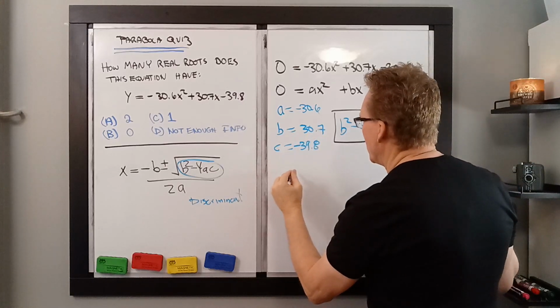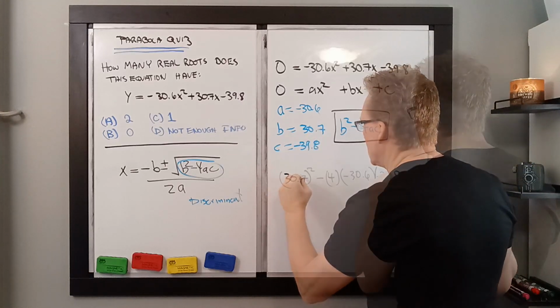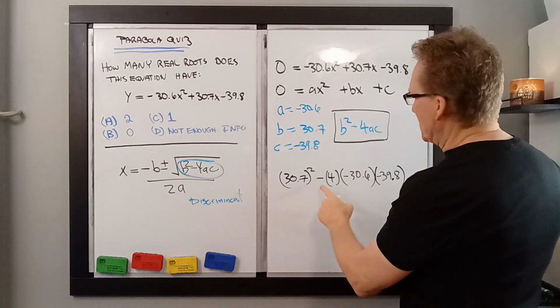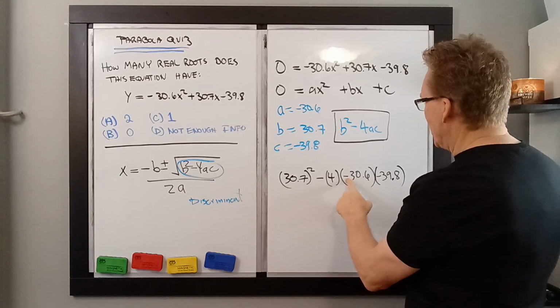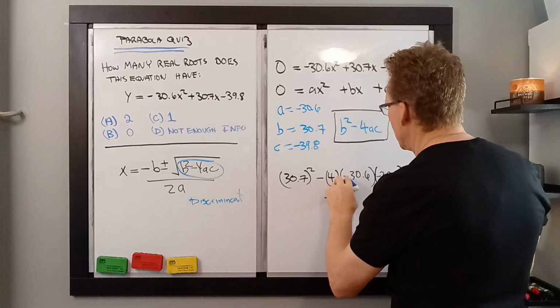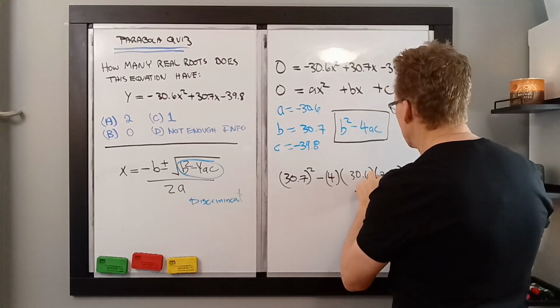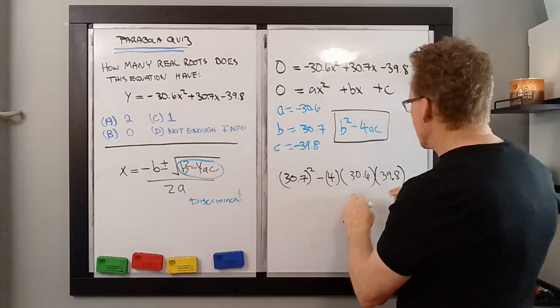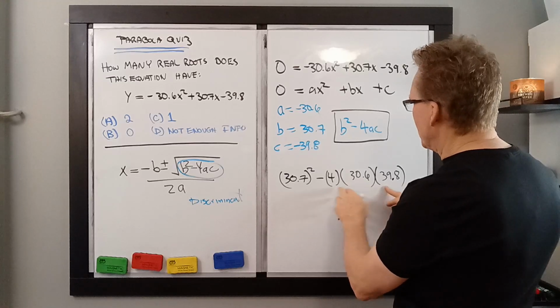B would be 30.7, like that. Notice there's a bunch of minus signs. There's a minus sign here, another one here, another one here. So these two minus signs could cancel each other out. We can just erase them so we forget they ever existed. So these two here are now positive times this.